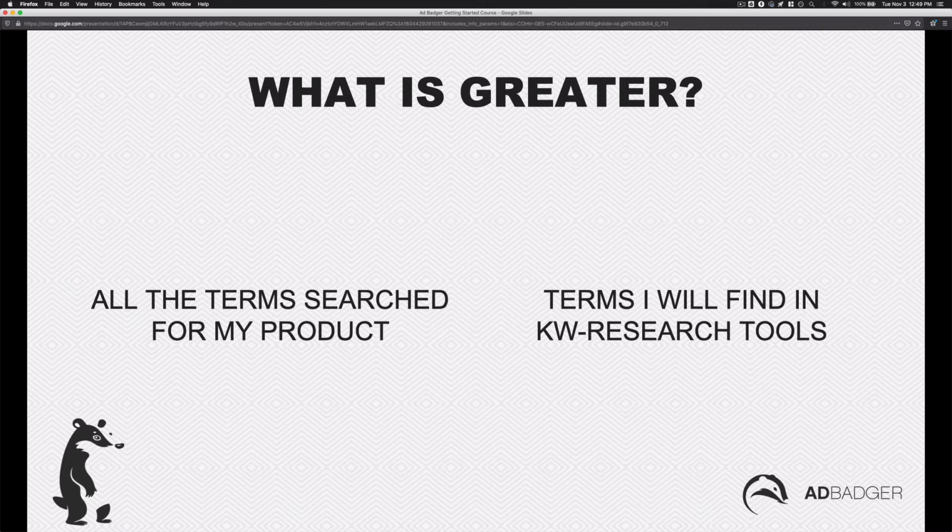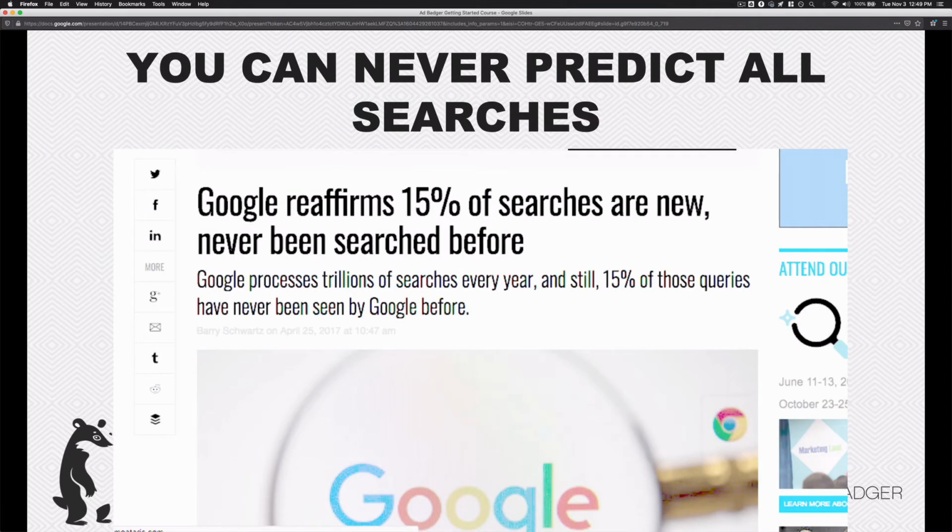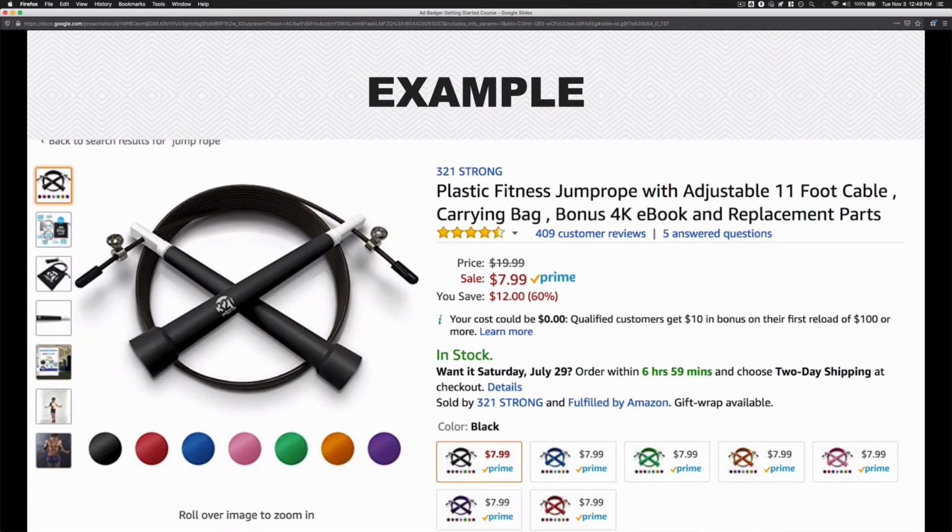Now, which one of these is bigger? Keep this in mind before you answer. You can never predict all the searches. In fact, Google comes out every few years and says something along the lines of this: every single month, about 10 to 15% of searches are brand new and never searched before, which means that you could assume that about 10% of all searches that are going to be searched for your product have never been searched before. Let's look at an example to really understand this.